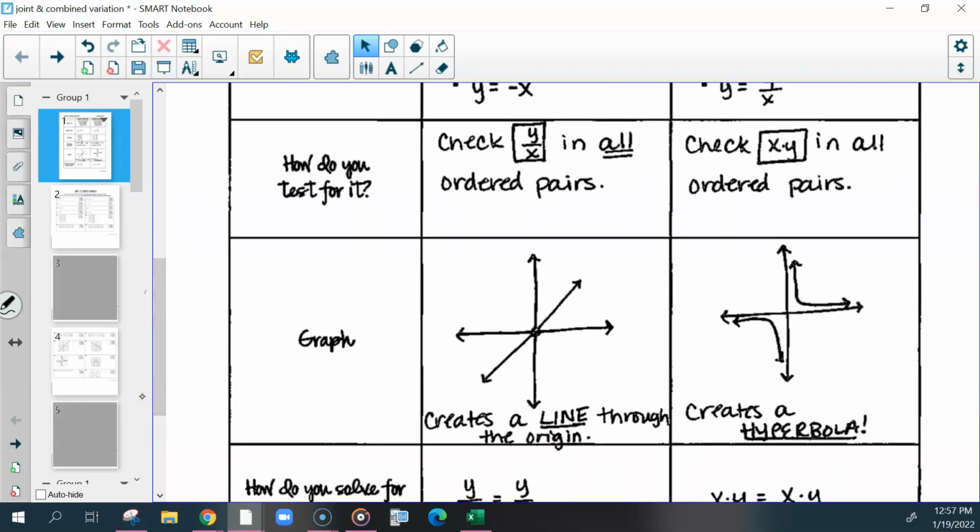How do you test for it? It's really just to find your k. If your k is the same in all of your ordered pairs or your table, then you can say it's direct if you divide them all and they're the same, or inverse if you multiply them all and they're the same. For the graph, direct variations are lines that go through the origin, which means it has a y-intercept of 0. For inverse, it creates a hyperbola, or the weird looking thing. You don't need to know how to graph this, you just need to be able to recognize it.